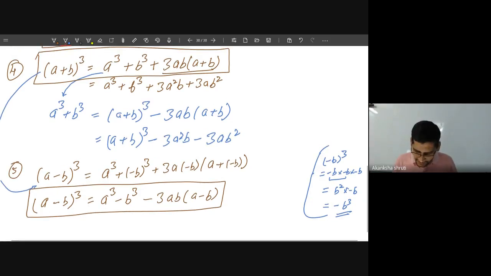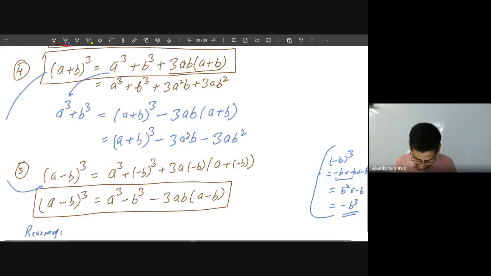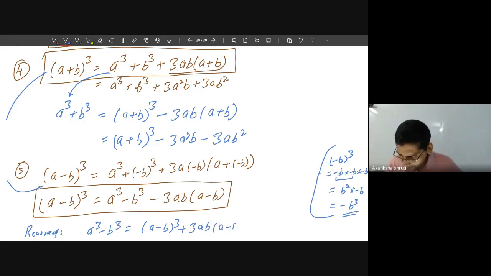Student, by rearranging this, we can write it in this form also. So rearranging, because many times we will write this. We may write a cube minus b cube as (a minus b) whole cube. In place of minus, it will turn into plus 3ab, but still a minus b.